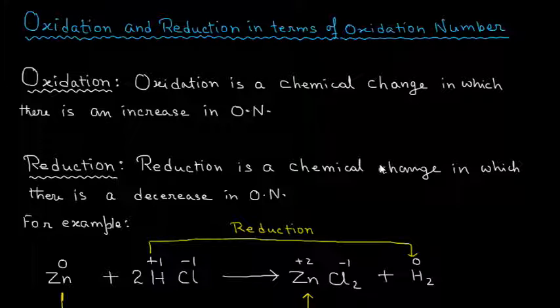So what is oxidation in terms of oxidation number? Oxidation is a chemical change in which there is an increase in oxidation number. So increase in oxidation number is called oxidation. And opposite to it, decrease in oxidation number is a reduction. Let us see an example.